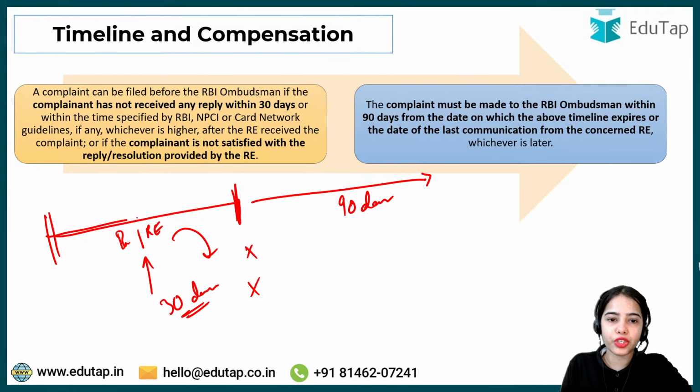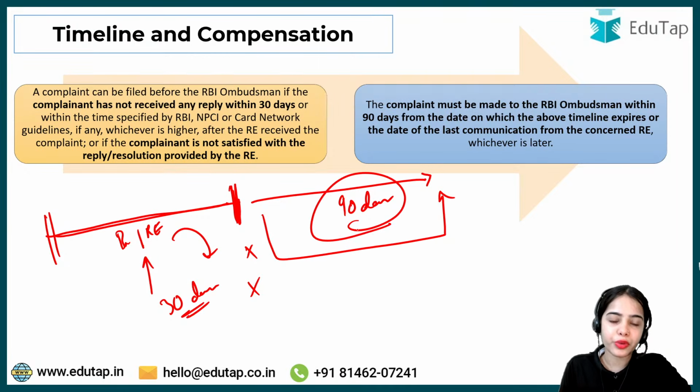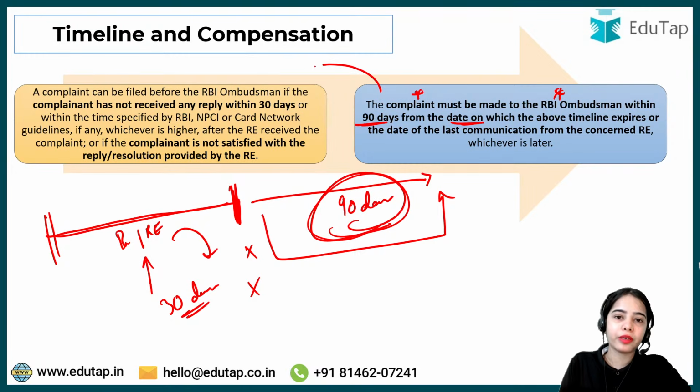So after the completion of these 30 days, there is the timeline of 90 days provided to you. Within 90 days, you have to raise the complaint with the RBI ombudsman. The complaint must be made to the RBI ombudsman within 90 days from the date on which the previous timeline expires, or the date of the last communication from the concerned regulated entity.